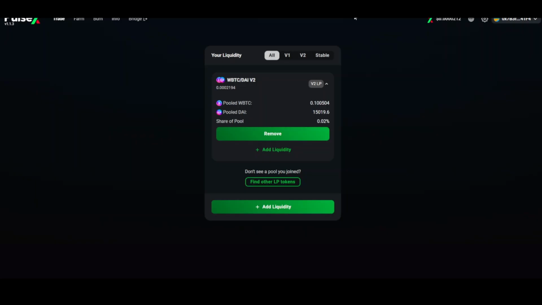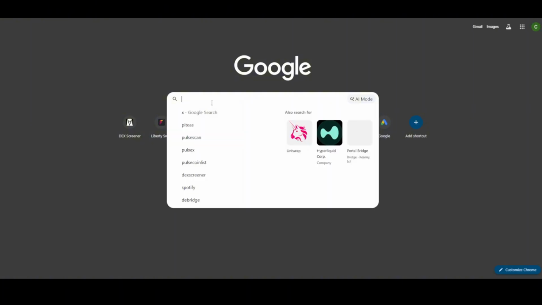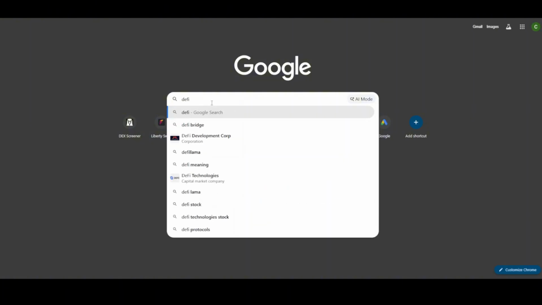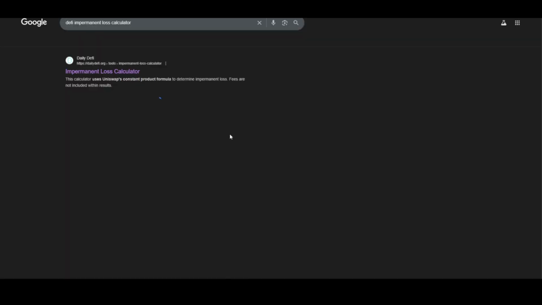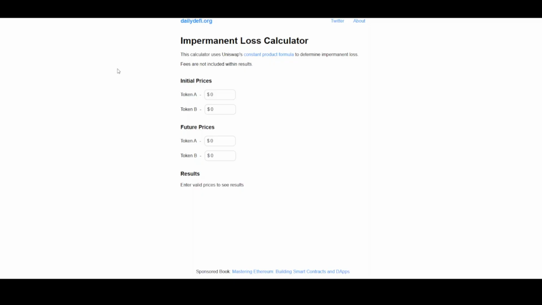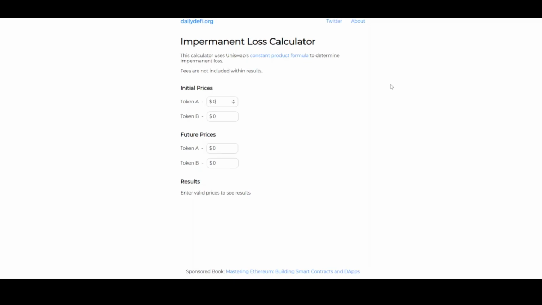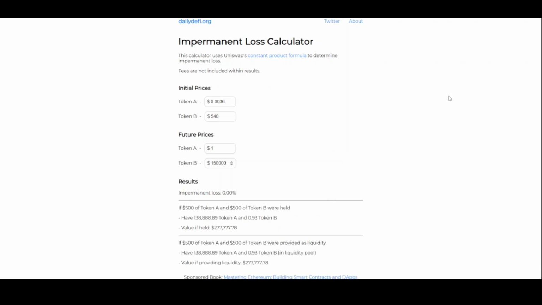Somebody also wanted me to go over, what do you call it? DeFi impermanent loss calculator. Yeah. So let's see. Here we go. So let's say, like right now, what's the price of pDAI? It's 0.000036, right? And Bitcoin is what right now? It's like 540, say. And we know that token A is going to go to $1, right? We're going to assume. And we're going to assume that Bitcoin's going to go to 150, say, right? That seems to be the crowd favorite.